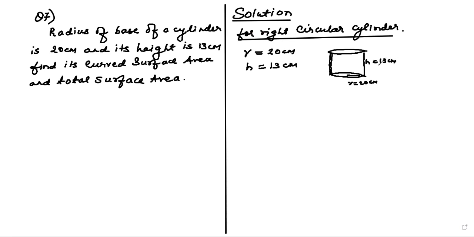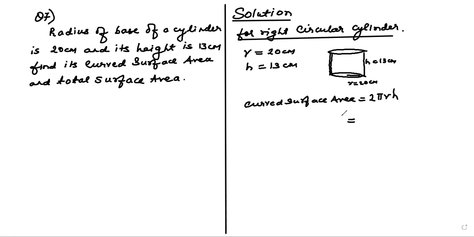Now, what do they want me to find? Find its curved surface area and total surface area. So, what is curved surface area, children? First, curved surface area is given by the formula 2 pi r h.